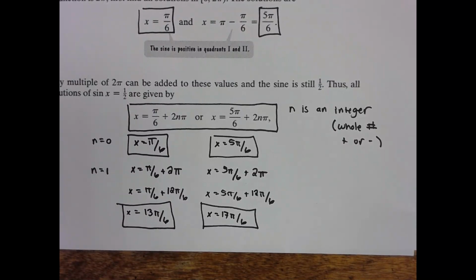And we can get more by letting n equal 2, n equal -1. Any value of n will change the solutions we get. All right, questions so far?